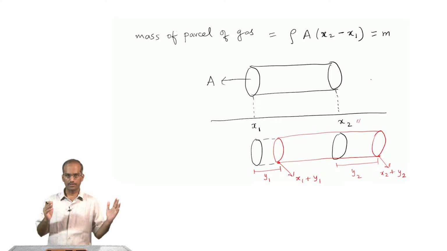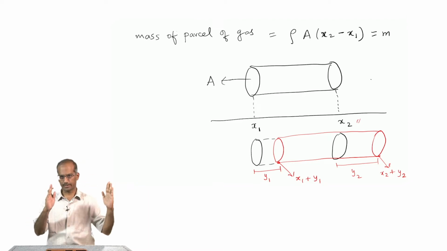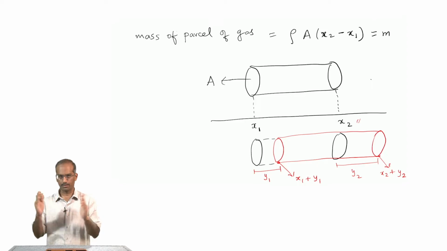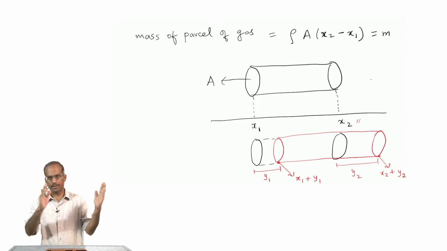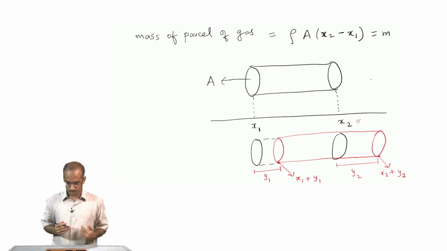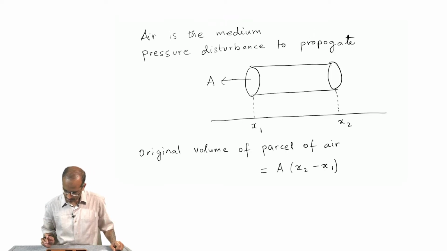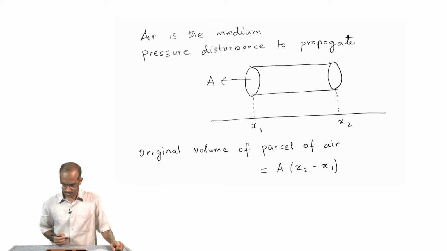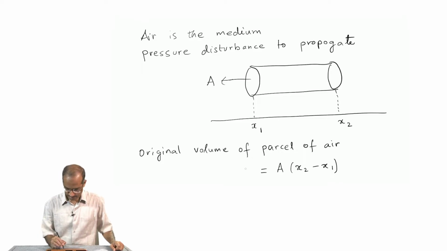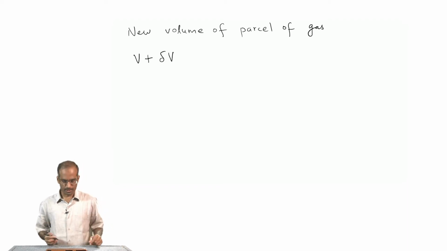We assume that there is no net displacement in any direction other than one horizontal direction. Not only has it moved, but its volume has changed as well. So, we need to find the new volume. Let me call this V plus delta V, and the original volume of the parcel of air, let us call it V. So, the change in volume is delta V.